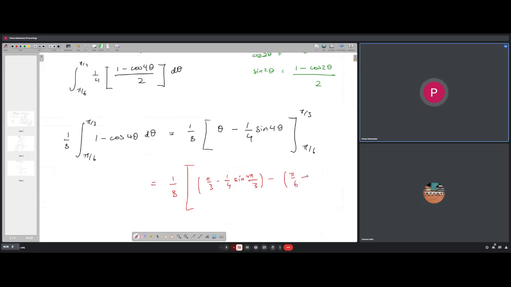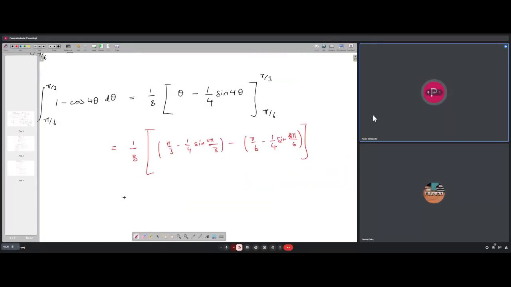Pi over 6 minus a quarter sine 4 pi over 6. That's 2 pi over 3. 2 pi over 3 is 150. That should be equal to a half if I remember correctly. Actually, you know what? You can just type it into your calculator, right? Of course, just do that. So if you do all of this, you should get your answer to be 2 pi plus 3 root 3 all over 96, apparently.